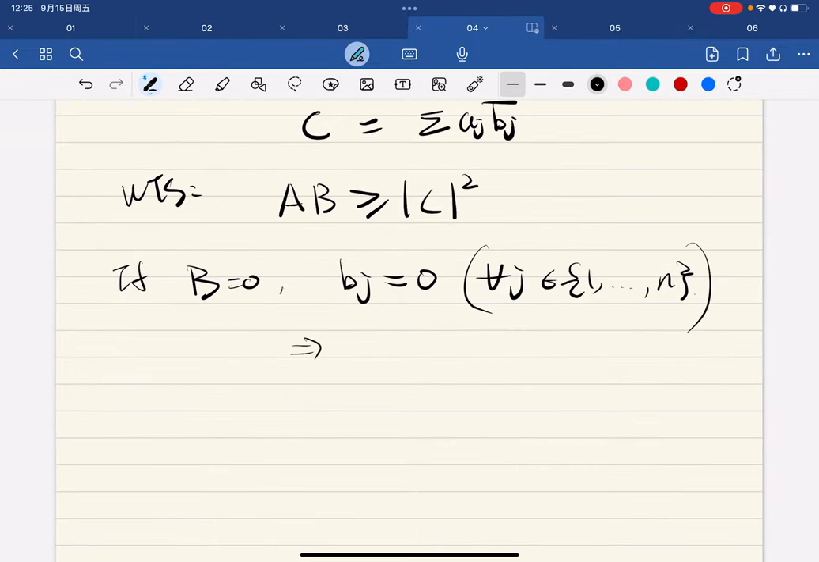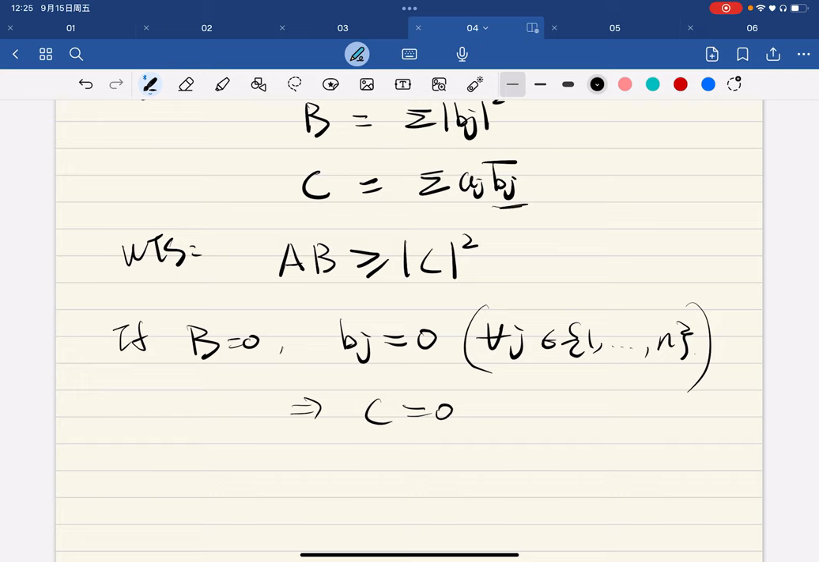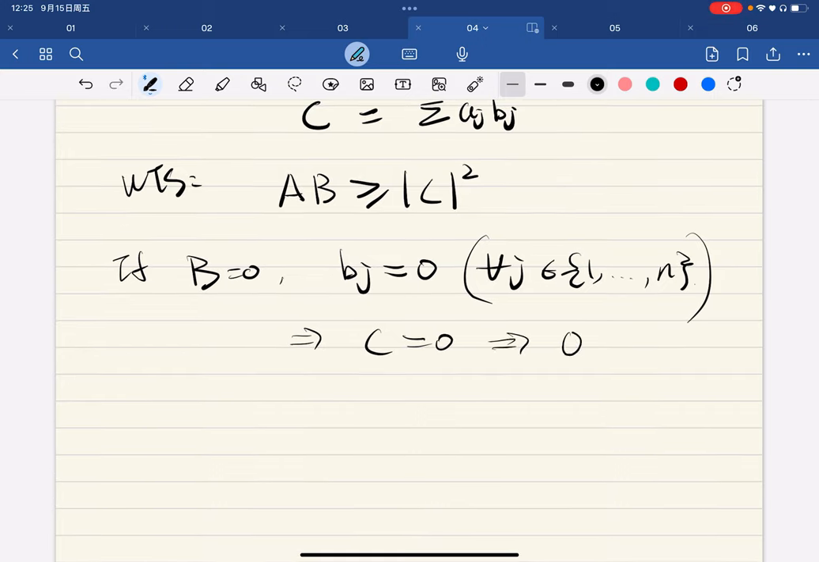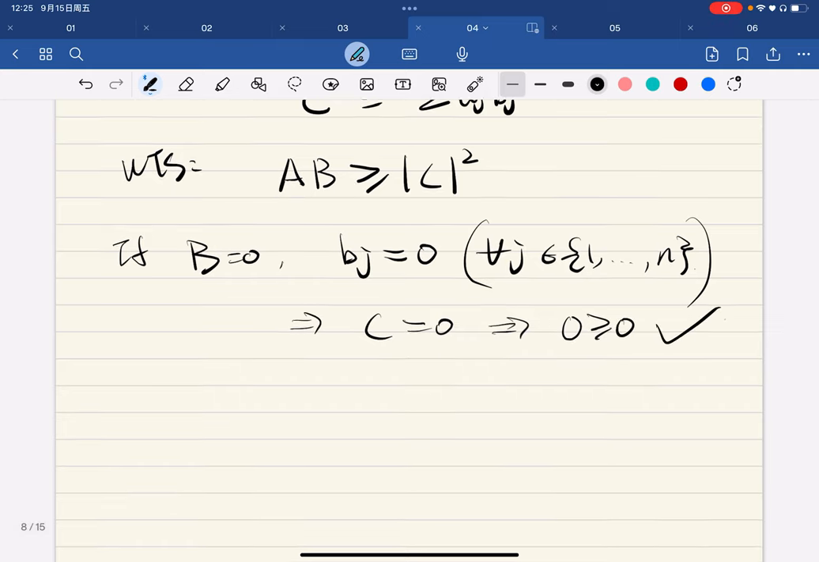Which means that B equals 0, which means that C is equal to 0, right? All their zeros, then the conjugate is also 0. So C is 0. So you have 0 is greater than or equal to 0, which is true.